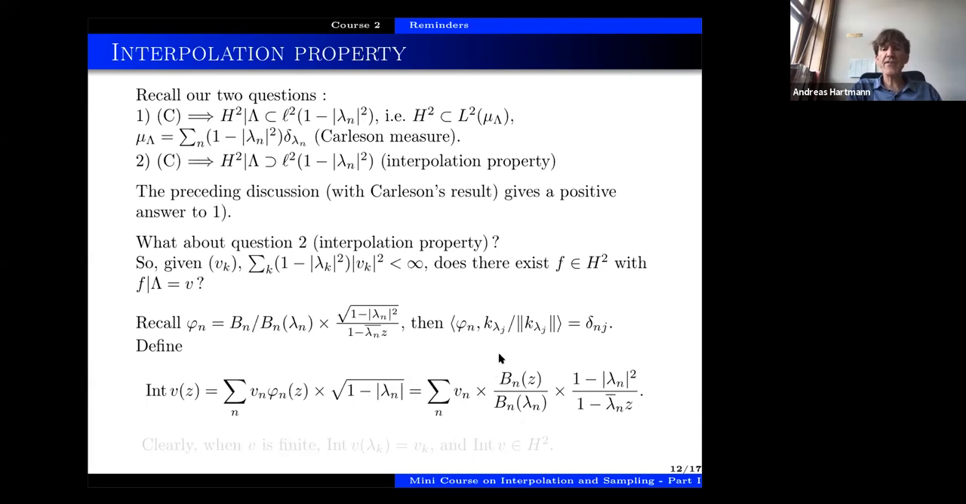If I write it out, then you get exactly V_n times this function. And this is again like what we have seen in the Lagrange interpolation formula. This is something which satisfies delta nk if z is lambda k. So this is again the same idea, and this implies quite immediately that if V is finite, then I have the interpolation property. And of course, it's in the H2 space because this function phi n is of course in H2, and a finite combination is still in H2.